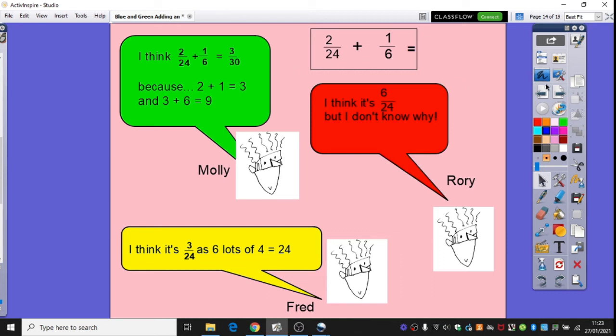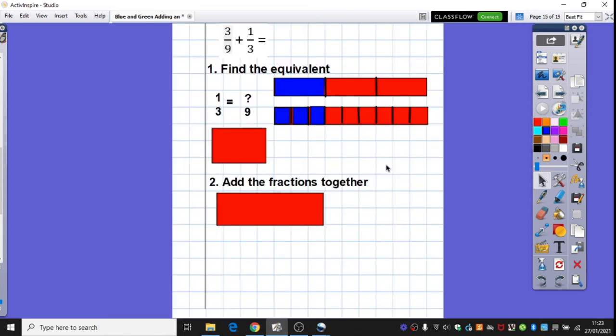Okay, so what we're going to do now is work through some examples. We will come back to this question in a moment, but we're going to work through some examples of adding and subtracting fractions where the denominators, this bottom number, is different. So we've got here 3/9 add 1/3. Now the first thing we can see is our denominators are different and we need our denominators to be the same. So our first step is to find an equivalent fraction.